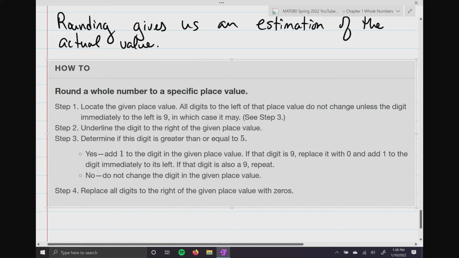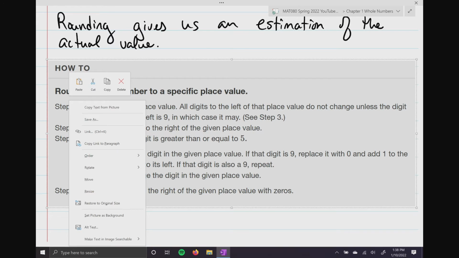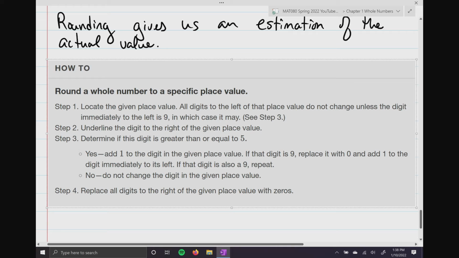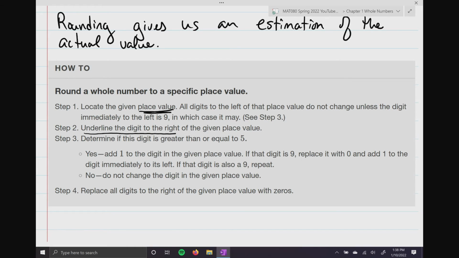All right, so here we go. Here's the how-to for rounding. Okay, so step 1, you want to locate the given place value. Step 2, underline the digit to the right of the given place value. Now, step 3, we have options. We have option A, we have option B. So step 3 says determine if the digit is greater than or equal to 5.